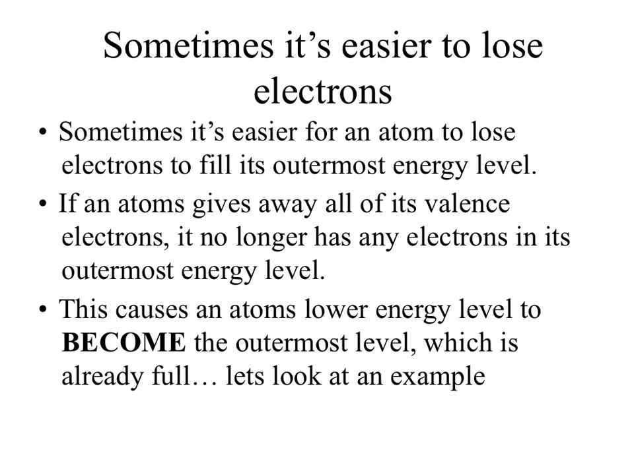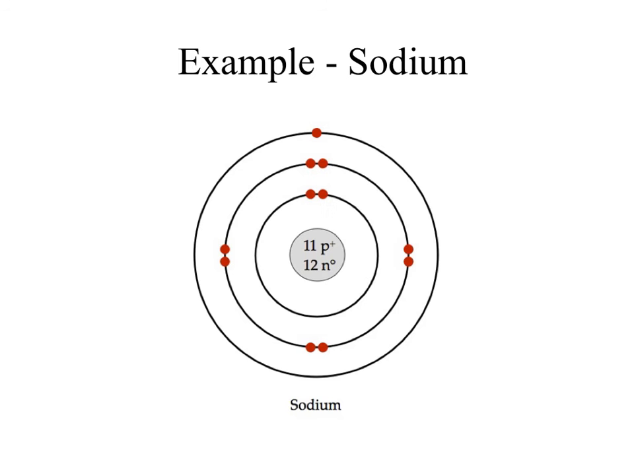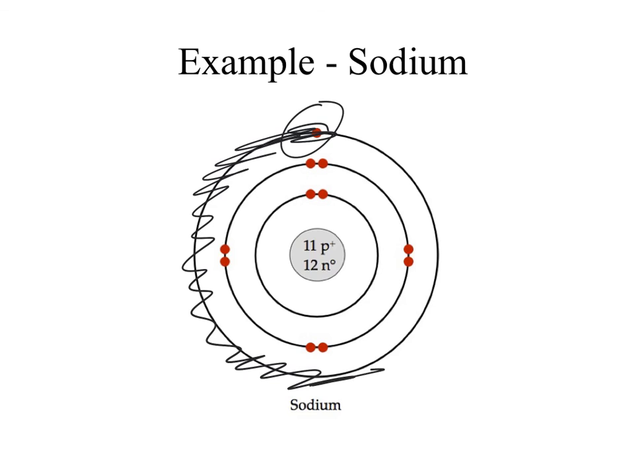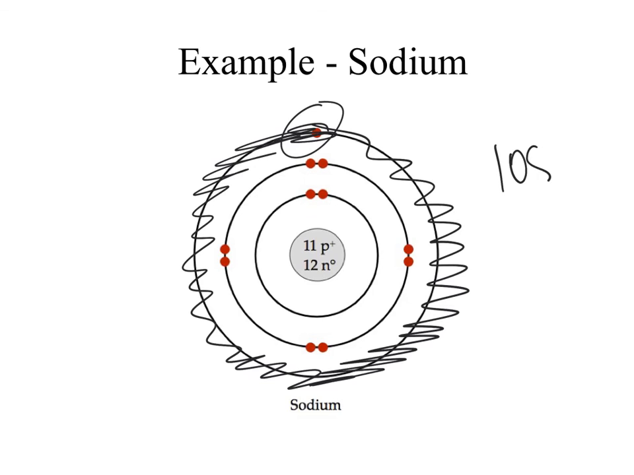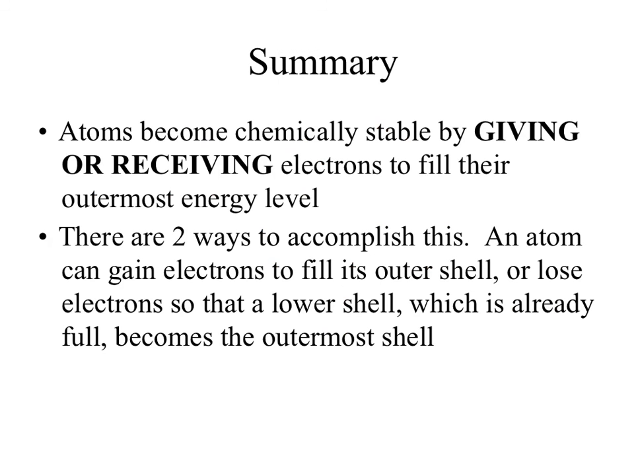So sometimes, though, it's easier to lose electrons. Again, depending upon how many valence electrons it has, it can actually drop down to the next lower energy level and become full. So if I look at sodium in my outermost energy level, which is the 3rd energy level, there's only 1 valence electron. Well, if I completely get rid of that 1, now I'm not even using the 3rd energy level. And look, my 2nd energy level is now full. So sodium is going to lose 1 electron, which is going to give it a +1 charge.